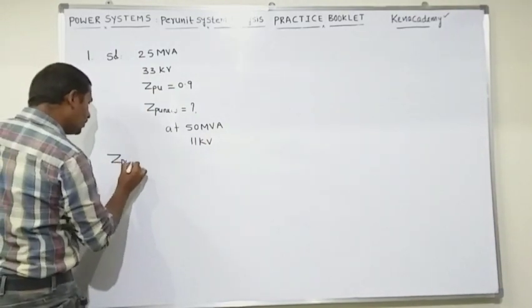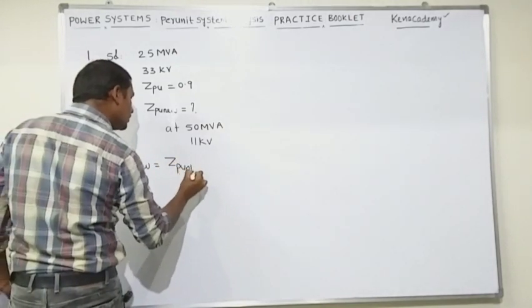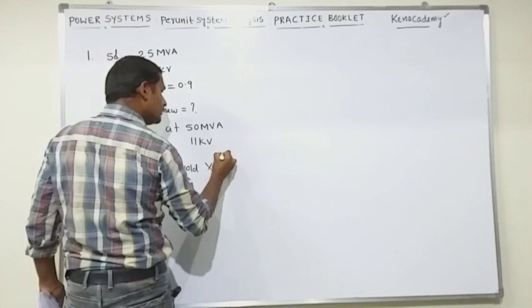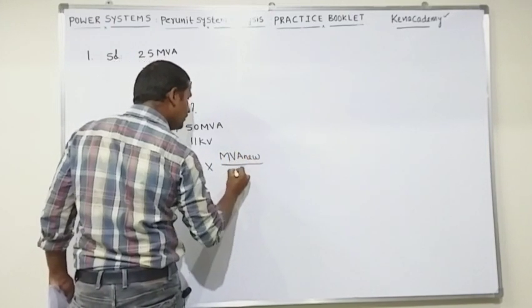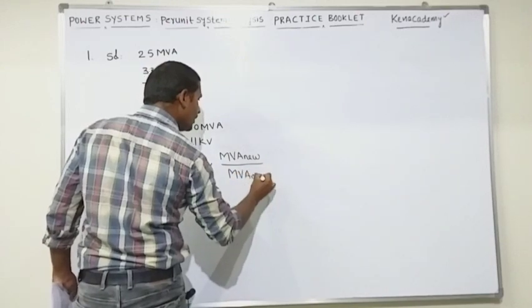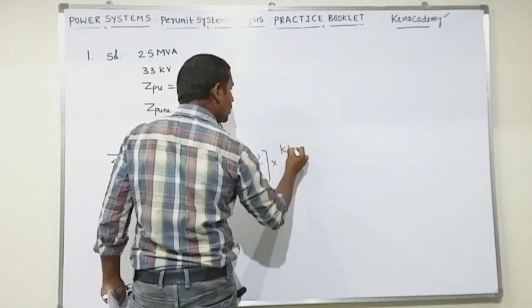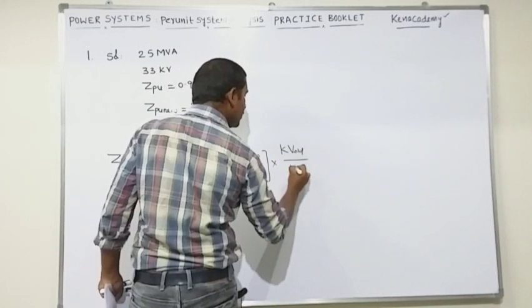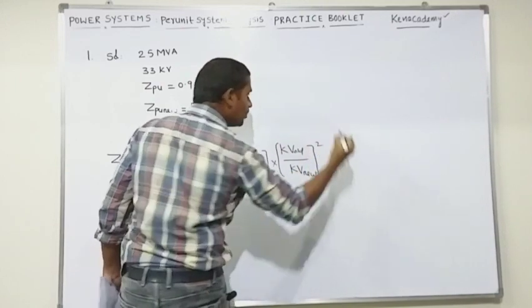Z per unit new equal to Z per unit old into S MVA new by MVA old into S kV old by kV new whole square. Students, all of you know this formula.